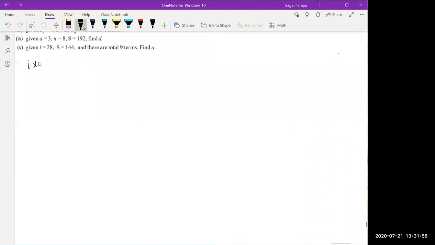Ninth part, where a is 3 and n is 8 and S is 192. This is written only sum. So how many terms are they talking about? Here it is written that the number of terms in an AP is 8. So it is given as 8. Just write on your own that this is the sum of 8 terms of an AP because the number of terms is 8.